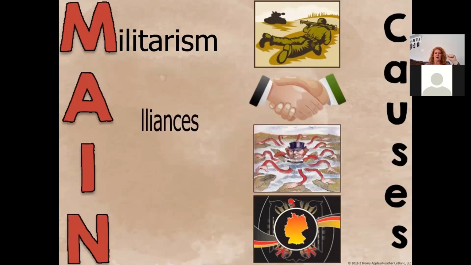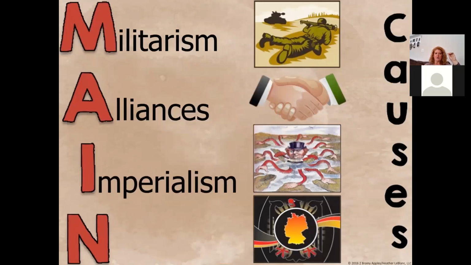Okay, so what are our main causes? We're going to use this acronym called MAIN because each of these issues contributed to the outbreak of war. We've talked over and over again about the rise of militarism, which is simply put that countries really began to focus on building up their militaries.